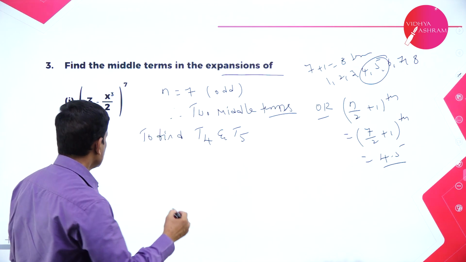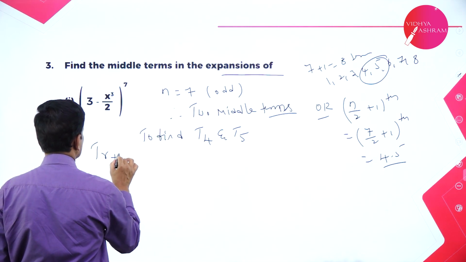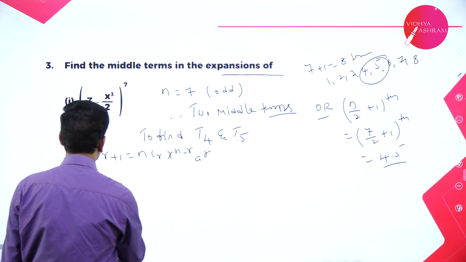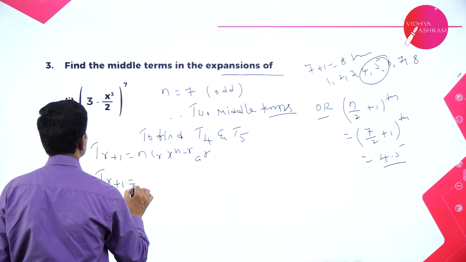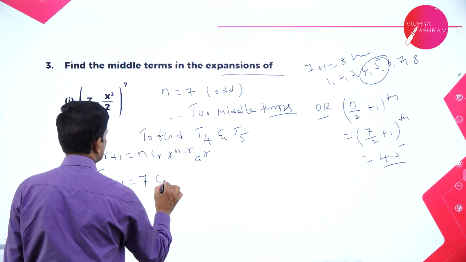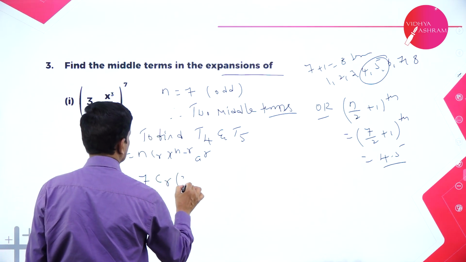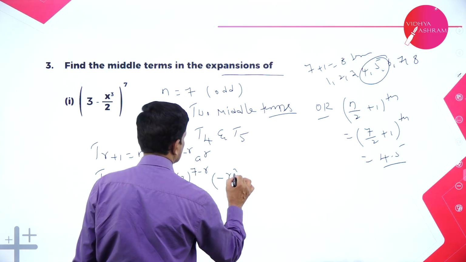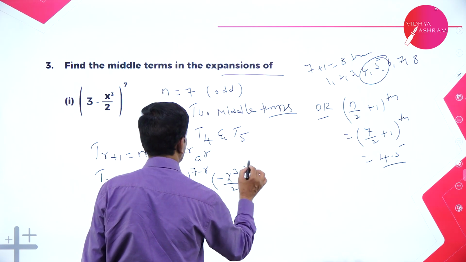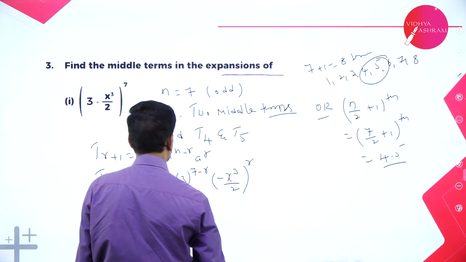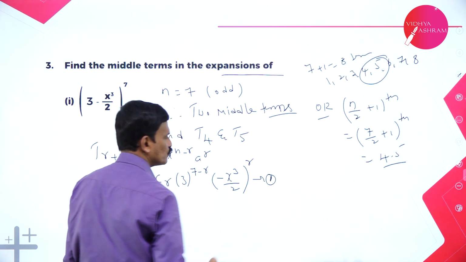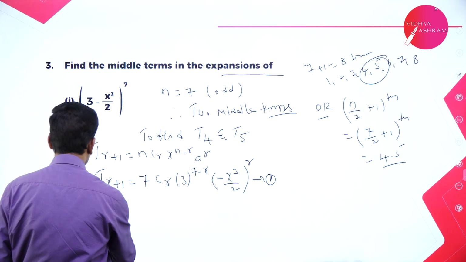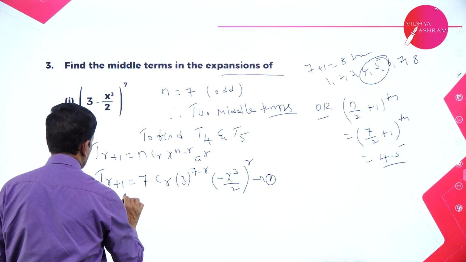Now, what is the general term? T(r+1) is equal to nCr x to the power of n minus r into a to the power of r. Here n is 7, x is 3, so 3 to the power of 7 minus r, and a is minus x cube by 2, whole to the power of r. We don't know r yet. Let us call this equation number 1. For the fourth term, put r is equal to 3. For the fifth term, put r is equal to 4.